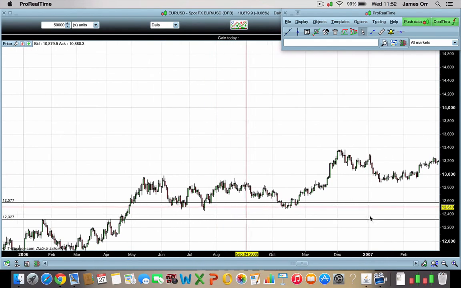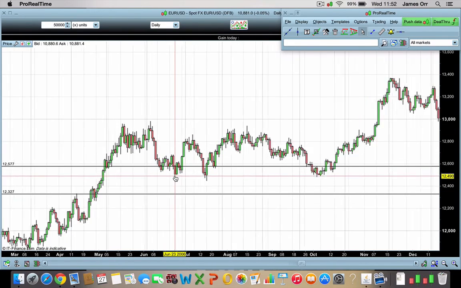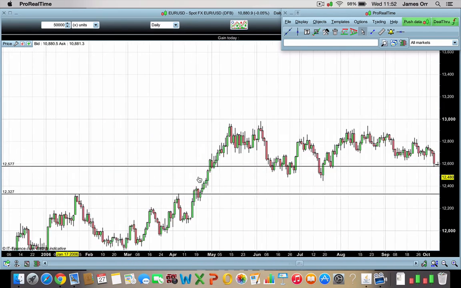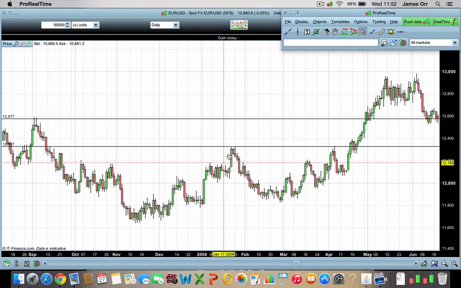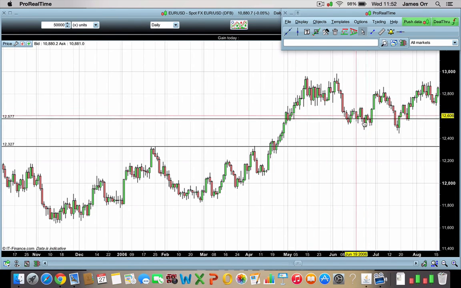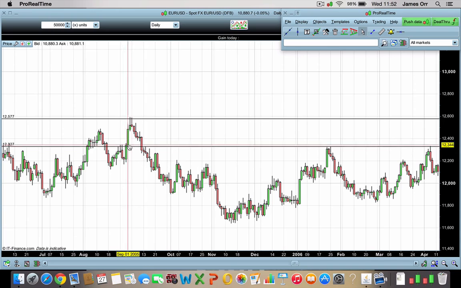So if we scroll back here, you can see that this is 2006 now, and you can see the market is still using this zone. Scroll back a little bit further, see it's using it here as resistance. As it breaks through, it comes back down, and resistance now becomes support. This is 2006, 2005 again, and this shows you that the markets have very long memories.